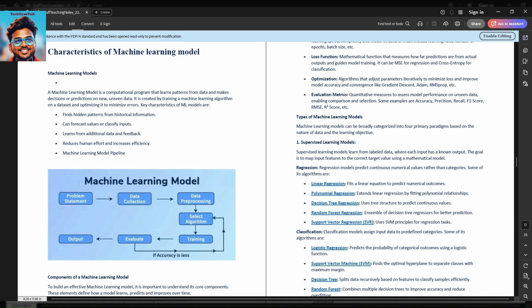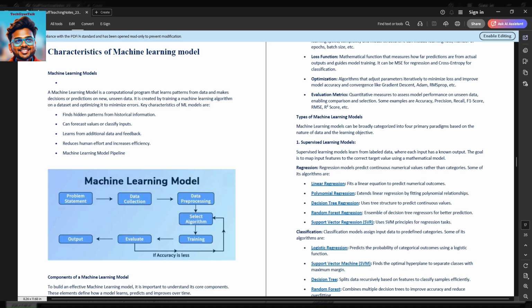A machine learning model is a computational program that learns patterns from data and makes decisions or predictions on new or unseen data. It is created by training a machine learning algorithm on a data set and optimizing it to minimize errors. Key characteristics of ML models are: finds hidden patterns from historical information, can forecast values or classify inputs, learns from additional data and feedback, and reduces human effort and increases efficiency.